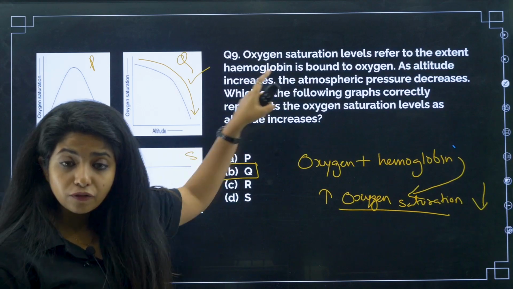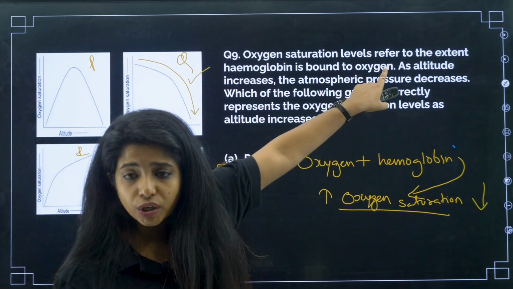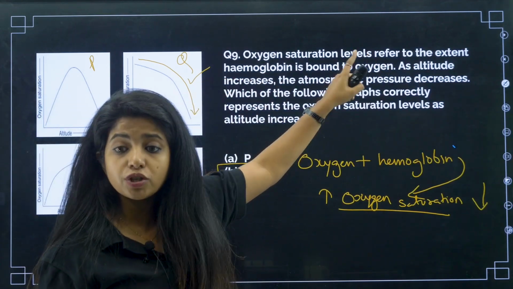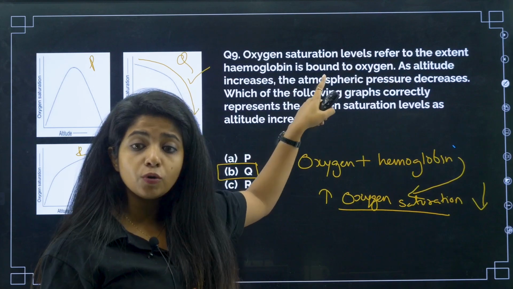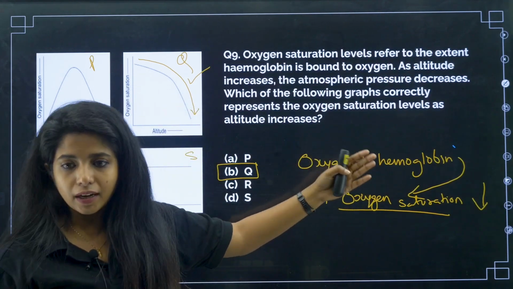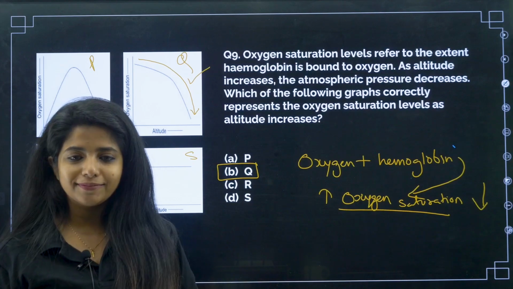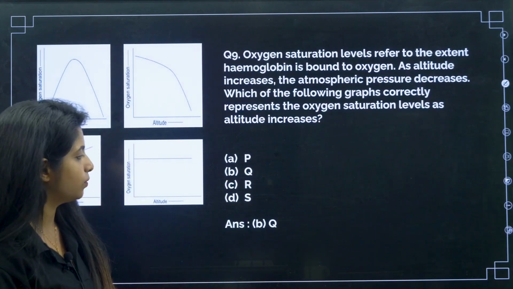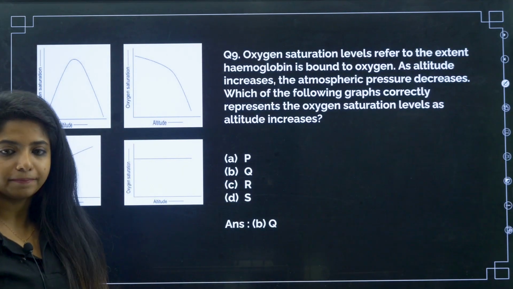So, understand, if you are not understanding the graph, understand the question. In the question it clearly states saturation is what? Refers to the extent hemoglobin is bound to oxygen. So, if you do not have oxygen availability, obviously that means saturation is going to go down. Good? So, Q is the answer for this.